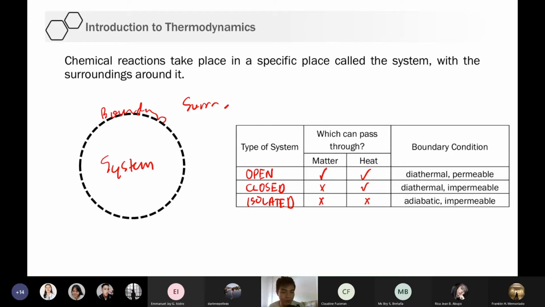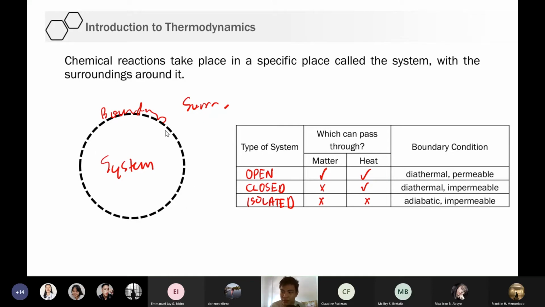Pero kapag yung thermos mo, lumamig yan, ibig sabihin may sira yung boundary nun. And then you need to buy another one. So that's the idea about where the reaction takes place. Yun yung system. So alam natin that the system is separated from the surroundings by the boundaries.